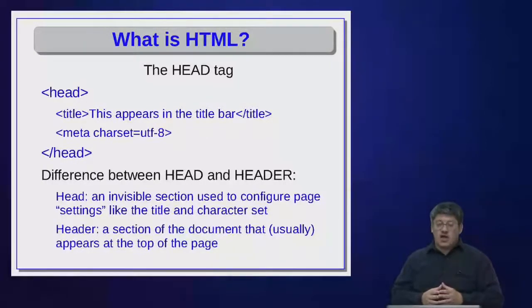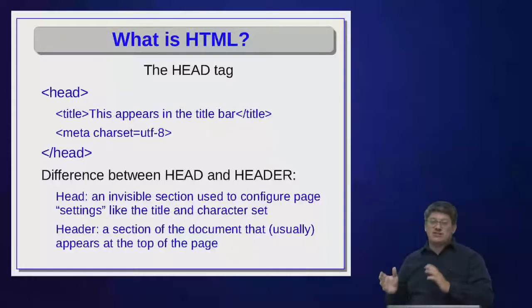Later in the course, we're going to talk about a header tag. The head tag and the header tag sound a lot alike, but they are very different, and it's important to keep them straight. The header tag is used to identify a section of a web page, usually a common section that's shared between multiple web pages and goes at the top. Something like a corporate logo might go in a header section. But the head section is used for information about the web page that doesn't go in the body. It's used for HTML headers, not for page headers.